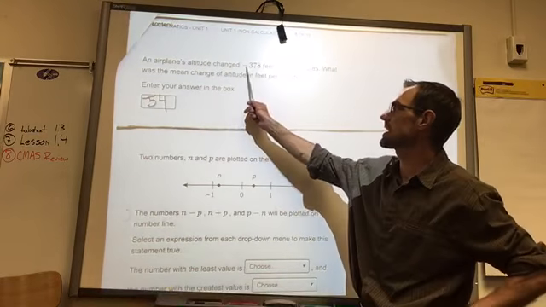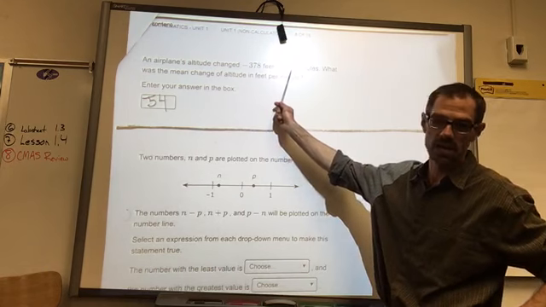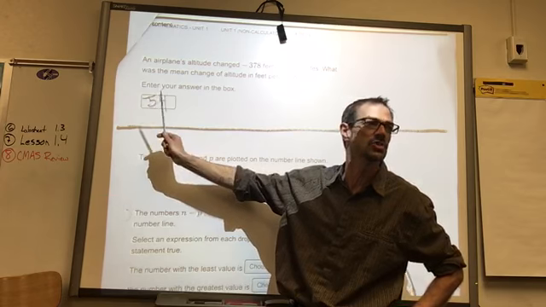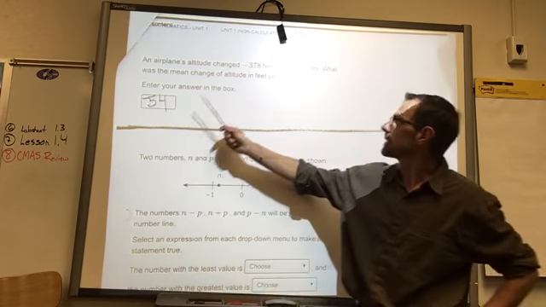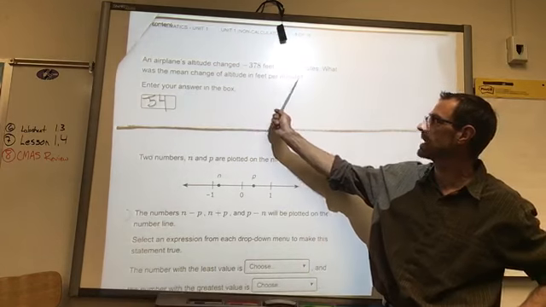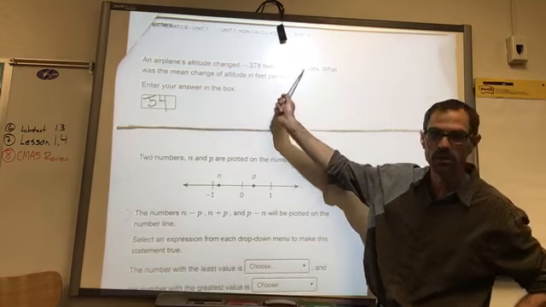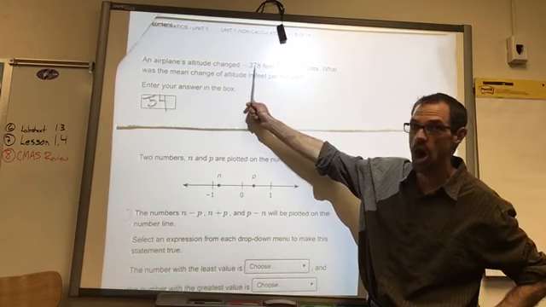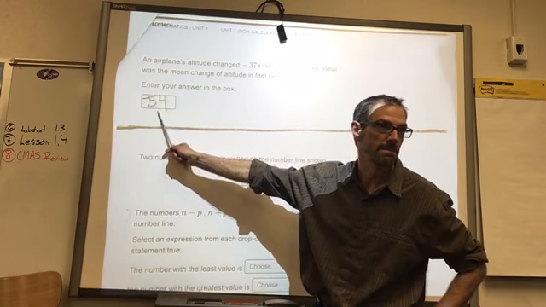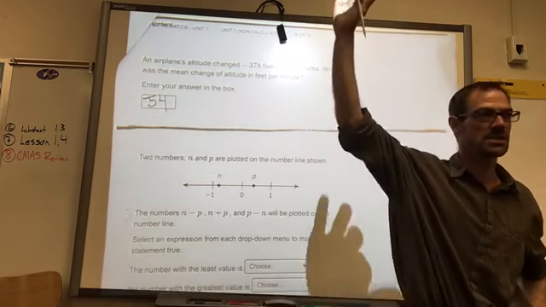To get my answer, I would take the negative 378 and divide it by 7. That's going to give me my negative 54 feet per minute drop. It asks what was the mean change of altitude in feet per minute. Mean means what was the average change. So I take 7, divide it into how many feet they lost, and it tells me how many feet per minute they lose. And it has to be negative, it can't be positive, because that would mean that it's increasing.